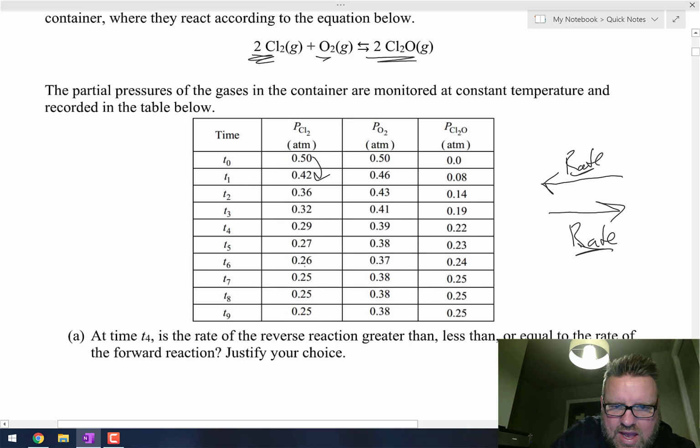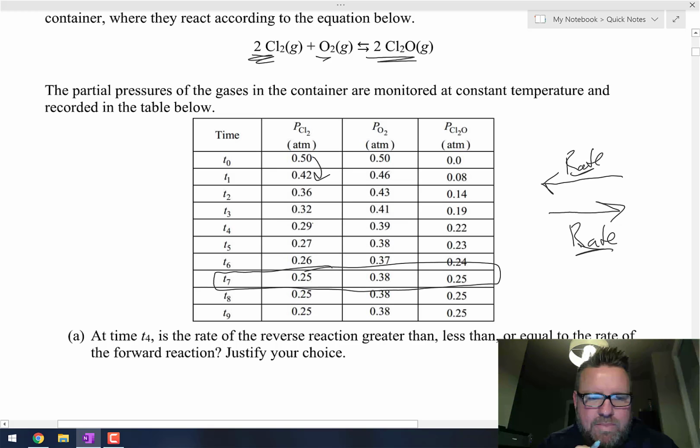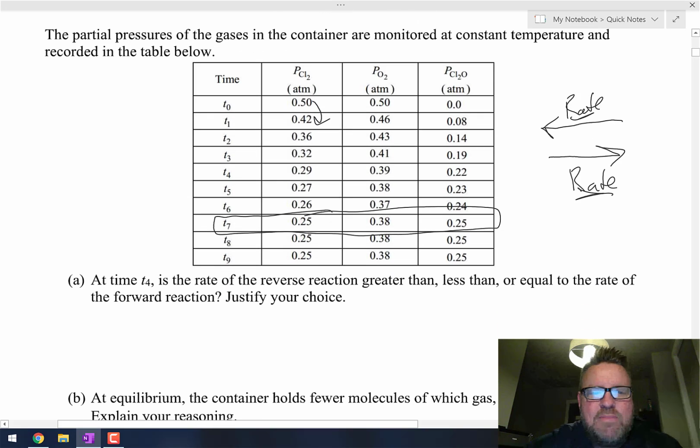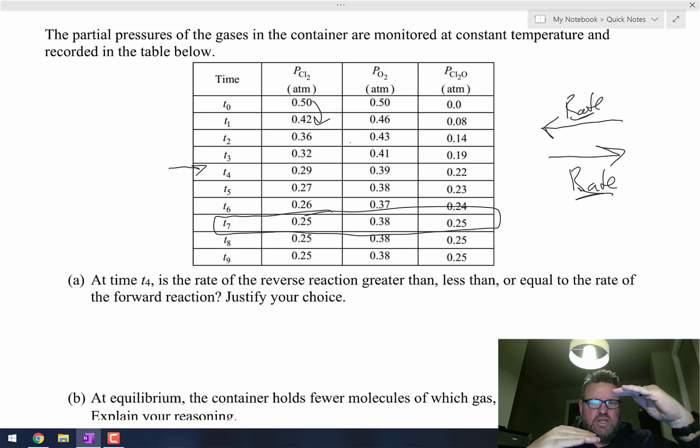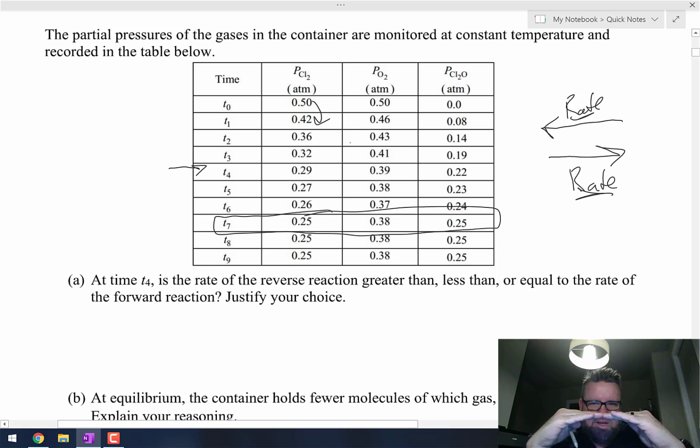Here we can see that right about time 7, we have now actually reached equilibrium. So question A says, at time 4, before we've reached equilibrium, is the rate of the reverse reaction greater than, less than, or equal to the rate of the forward reaction? Justify your choice. At the very beginning, the forward reaction is going fast and the reverse reaction isn't happening at all. Slowly, the forward rate goes down and the reverse reaction speeds up until they reach equilibrium, and now they're equal to each other.